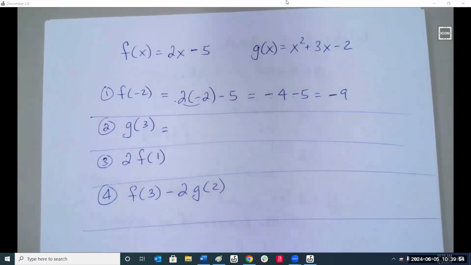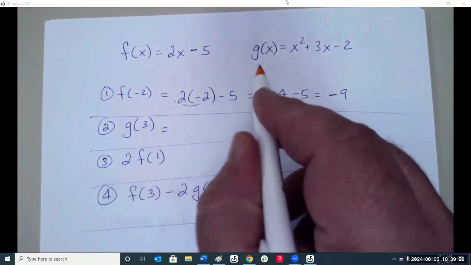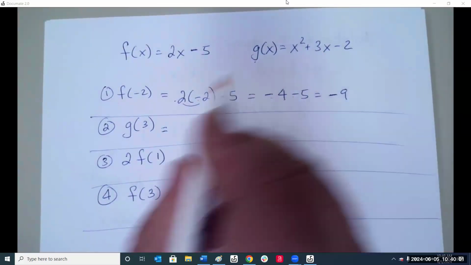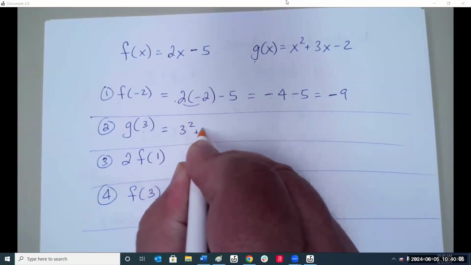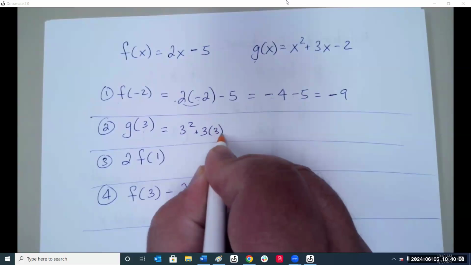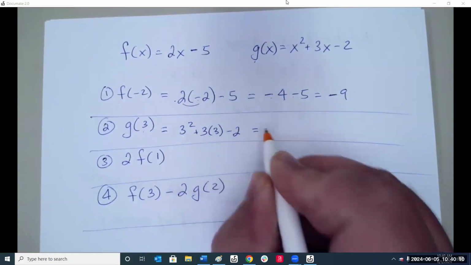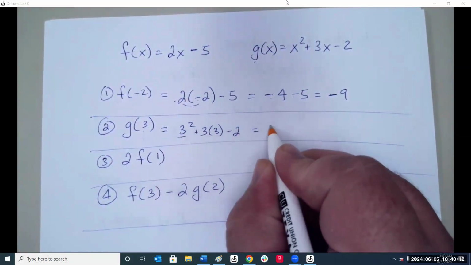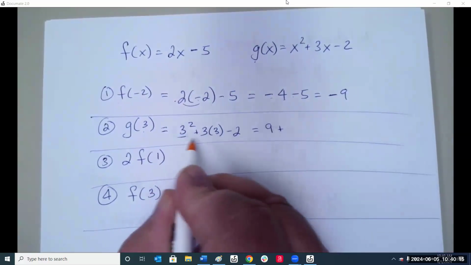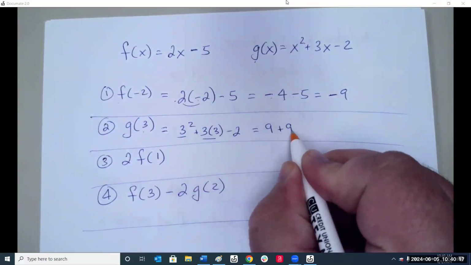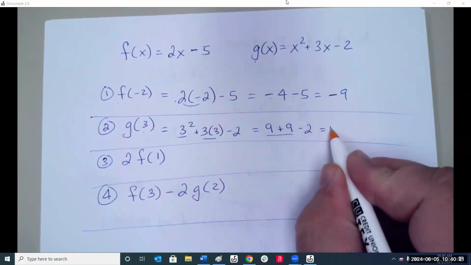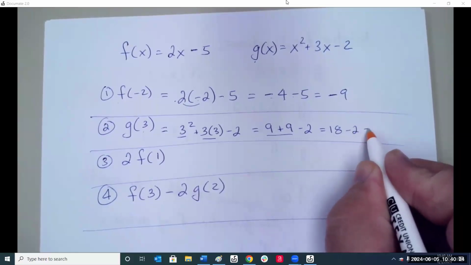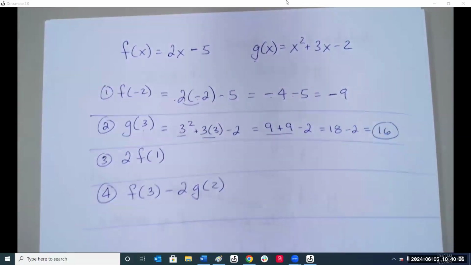What about this one? What do you do here? Yeah, go to the g, and where you see an x, put a 3. So it's 3 squared, 3 times 3 minus 2. 3 squared is 9. 3 times 3 is 9. 9 plus 9 is 18. Minus 2 is 16.